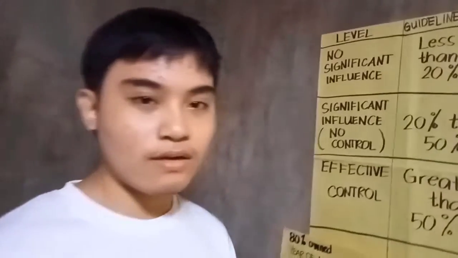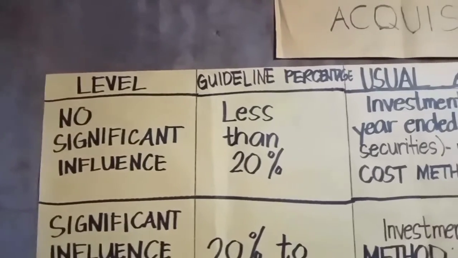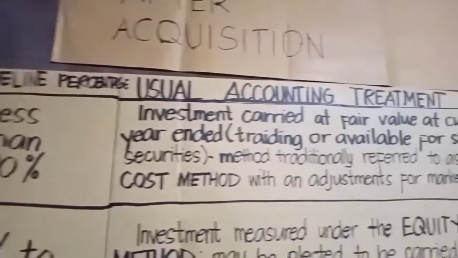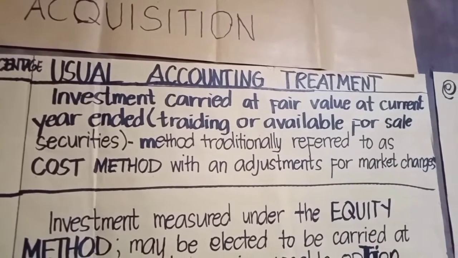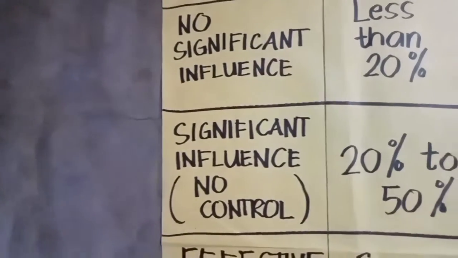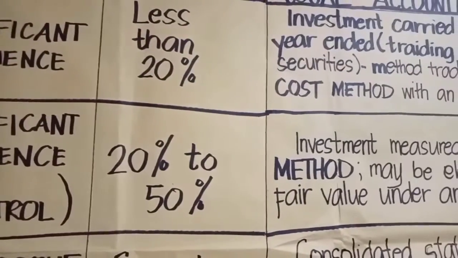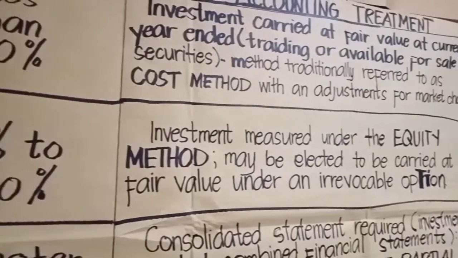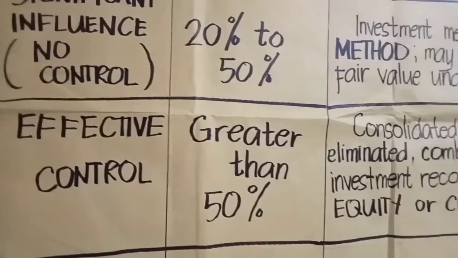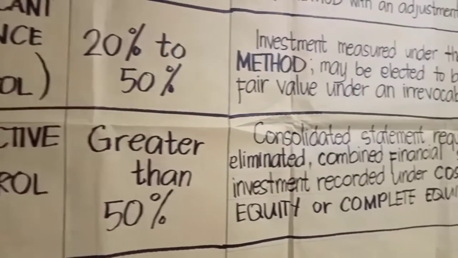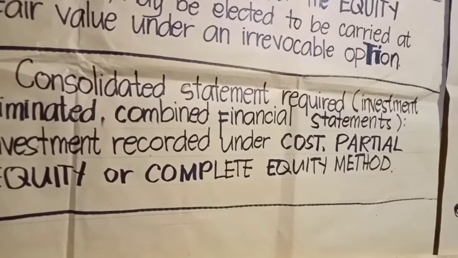Accounting treatment required under current GAAP. Label: no significant influence. Guideline percentage: less than 20%. Usual accounting treatment: method traditionally referred to as cost method with an adjustment for market change. Significant influence, no control. Guideline percentage: 20% to 50%. Usual accounting treatment: equity method will be used. Effective control, guideline percentage greater than 50%. Usual accounting treatment: recorded under cost, partial equity or complete equity method.